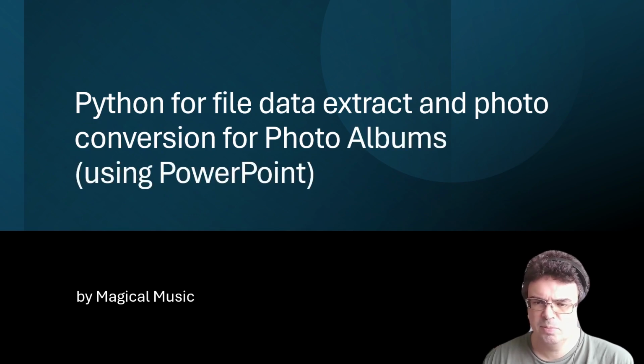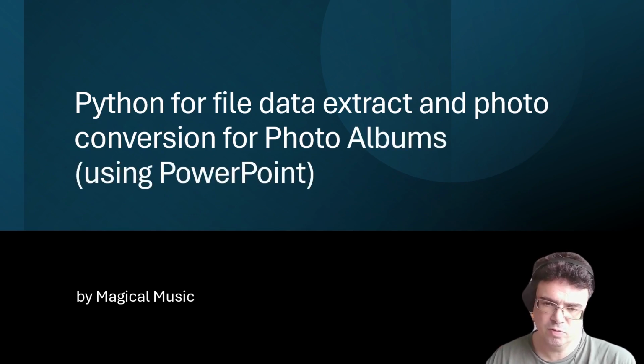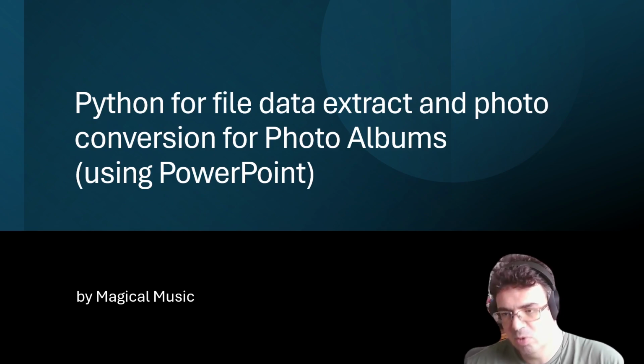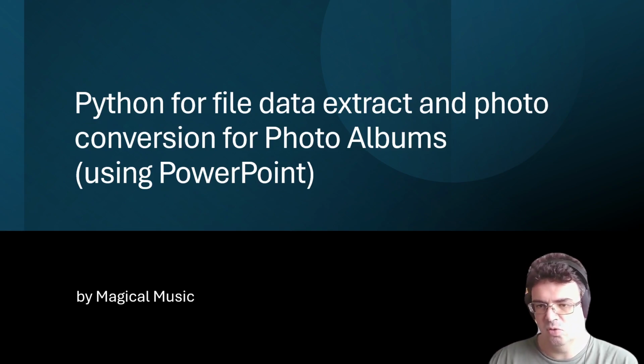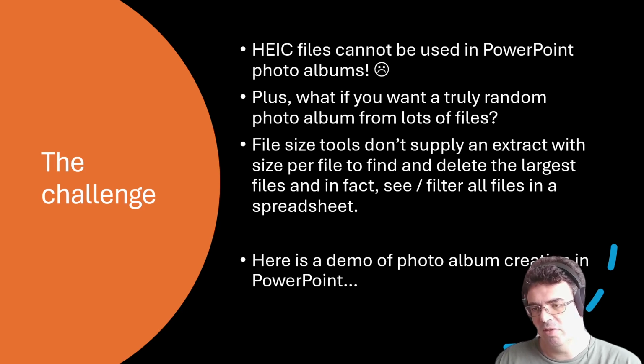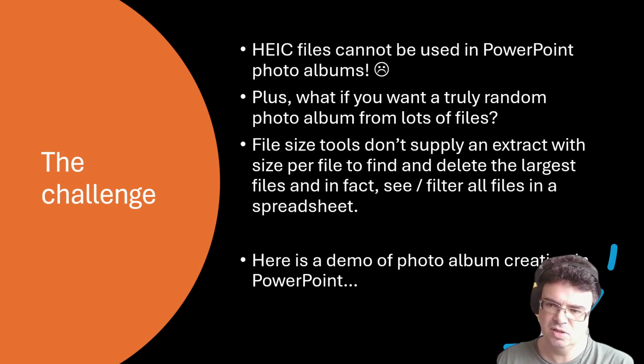In summary, this video is about how we can use Python for converting photos from HEIC into PNG, because at the moment it doesn't work for PowerPoint photo albums, and also how to extract data from hard drives or folders using Python. As I mentioned, HEIC files cannot be used within PowerPoint, so I'll go through a demo of how that currently works. And also, if you want a truly random photo album, it's good to be able to randomize the naming, which I'll also use Python for.